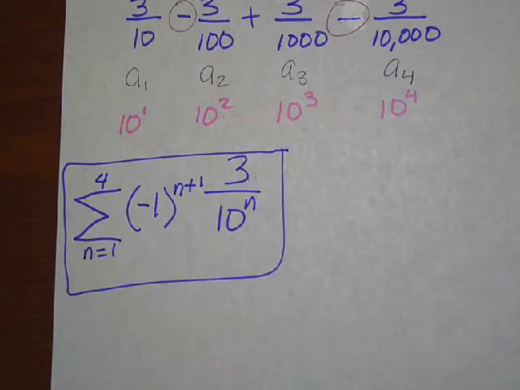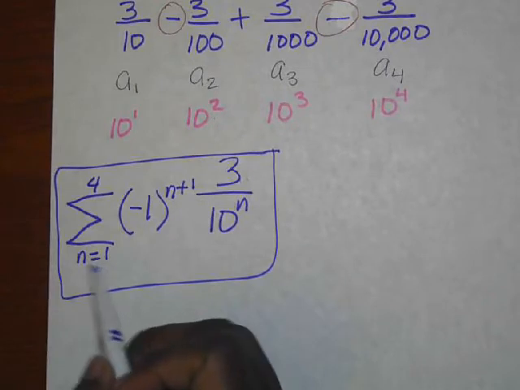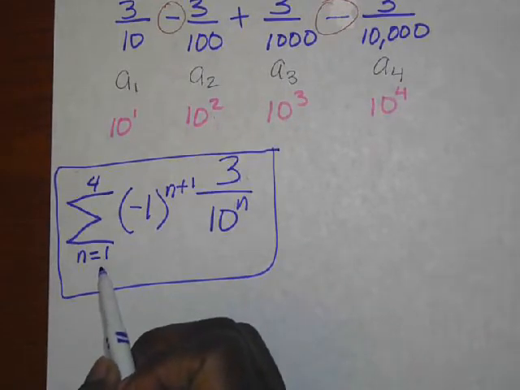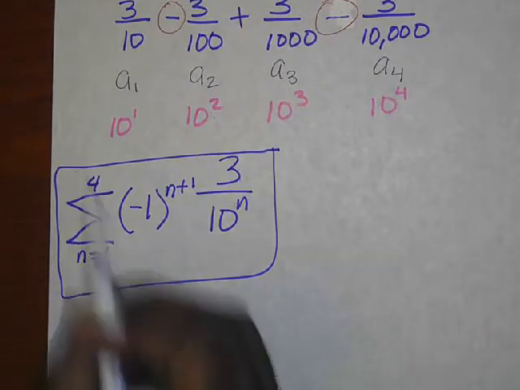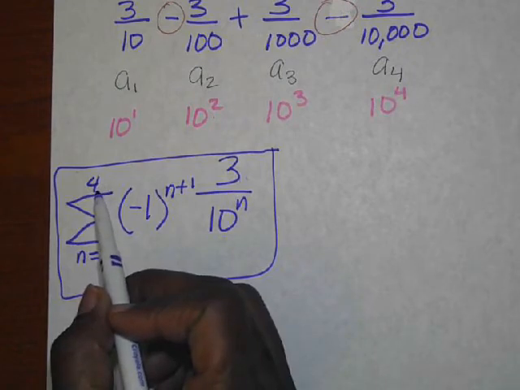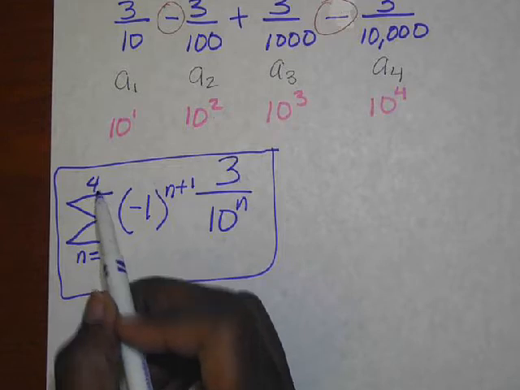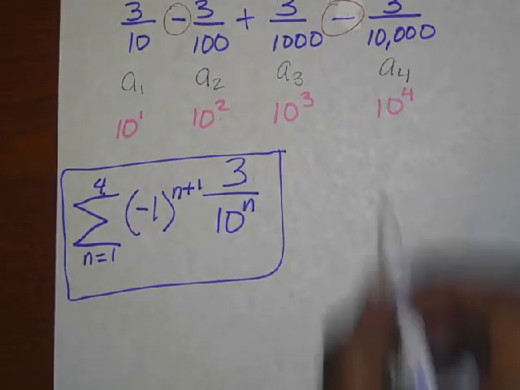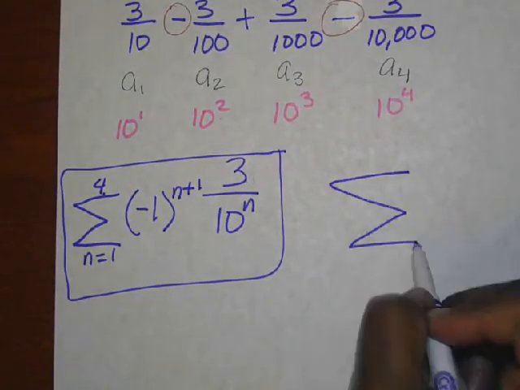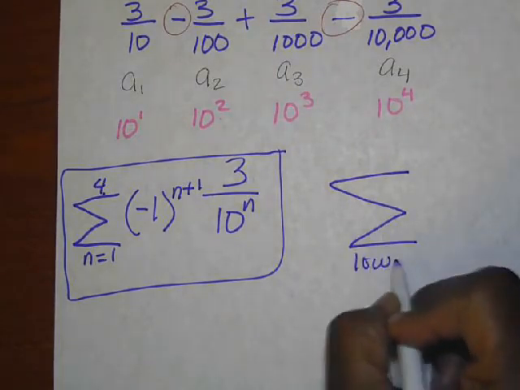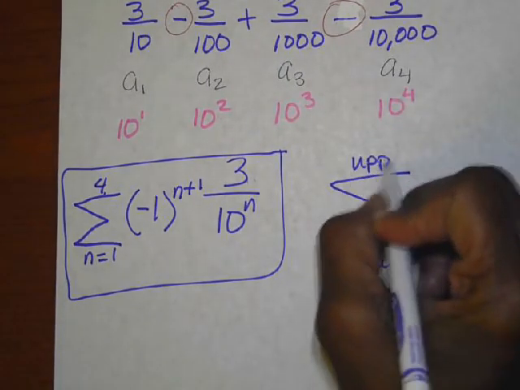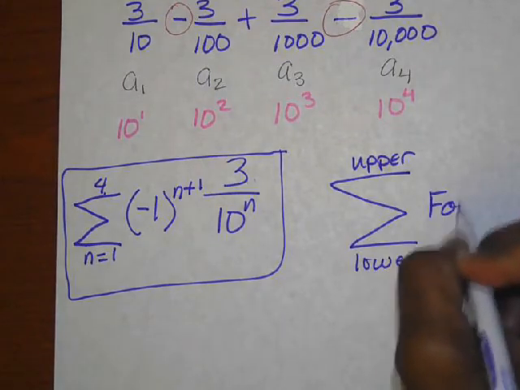Whatever the first term is goes on the bottom. That's your lower limit. Whatever your last term in the series is goes on the top. That's your upper limit. And the formula goes on the side. So it's like this. This is your lower, this is your upper, this is your formula.